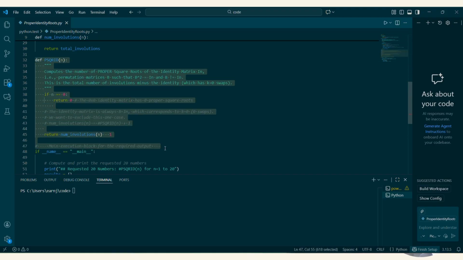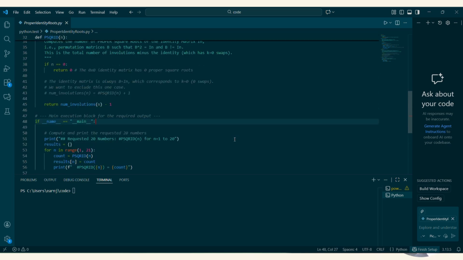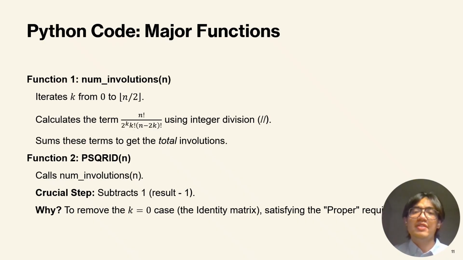The second is PSQRID. This is the wrapper function. Crucially, it takes the result and subtracts 1. Why subtract 1? This removes the case where k equals 0, which corresponds to the identity matrix. This ensures we satisfy the proper requirement.